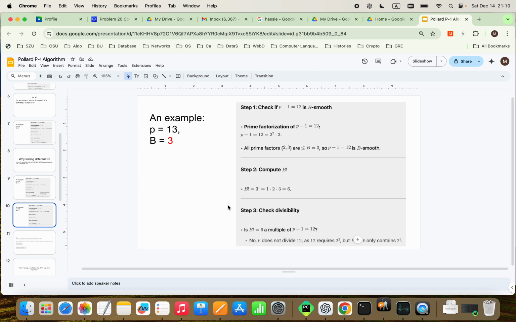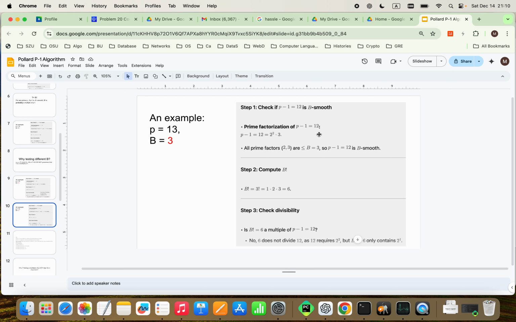Now we are going to talk about the factorial version. The factorization is the same, but 3 factorial is only 6. Same as before, 6 is not a multiple of p-1. So in this case, the formula b factorial doesn't help us obtain a multiple of p-1.